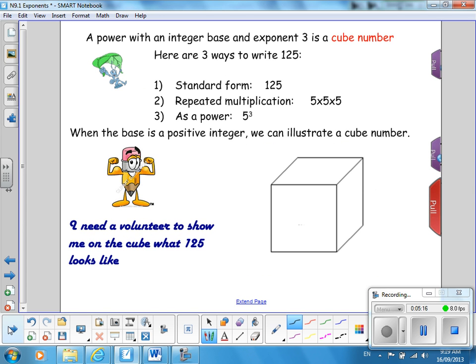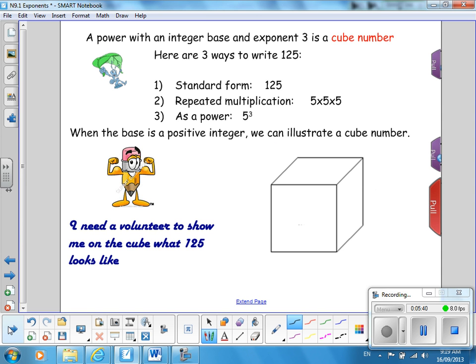A power with an integer base and an exponent of 3 is a cube number, and I briefly discussed that when we looked at the Rubik's Cube. So here are 3 ways we could write the number 125. Standard form is 125. That is the number we are talking about. Repeated multiplication: 5 times 5 times 5 is 125.